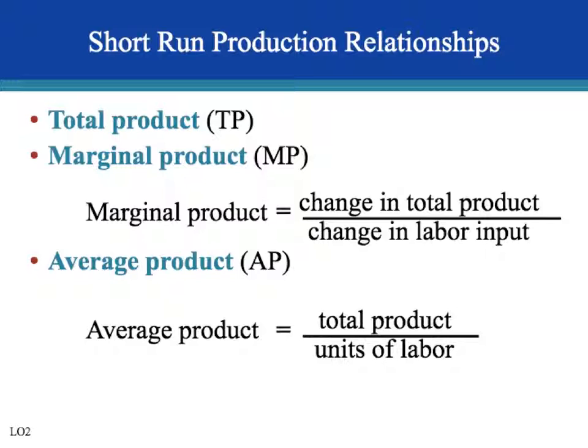Okay, these short-run production relationships help firms determine how much they can produce. And first, we look at total product, and that is the total output that they have produced of a good or a service. Marginal product is how much total product changes whenever you change a labor input. So if you hire one more worker, how much does total product change from hiring that extra worker? Average product measures productivity. How much output does each labor input produce?